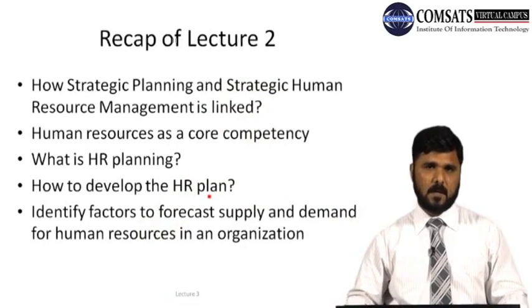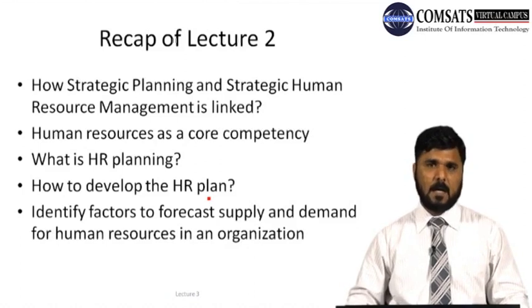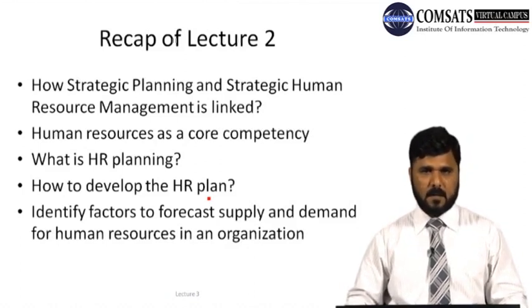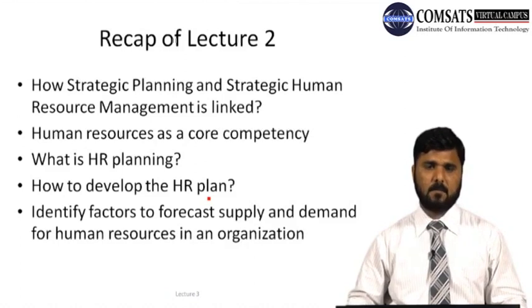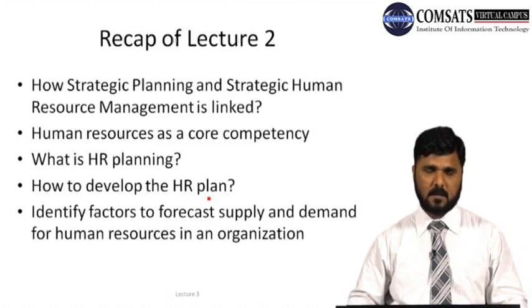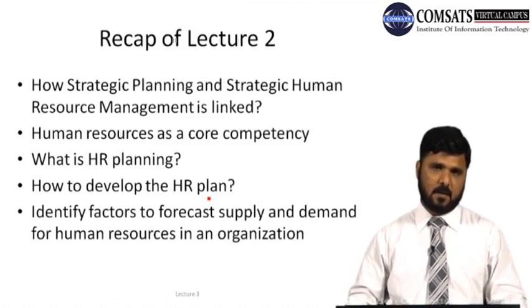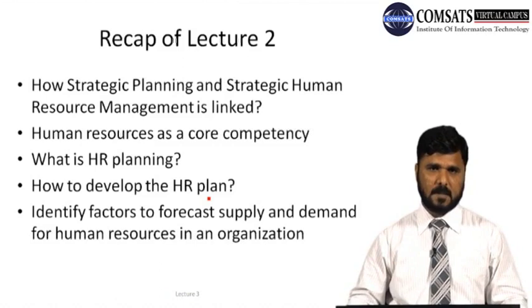Now, first of all, let me give you the recap of lecture number 2, what we actually have done in the last lecture. In the last lecture, we have discussed how strategic planning is related with strategic human resource management. Here we have discussed that there is a corporate level strategy, there is business level strategy, and there is functional strategy. And strategic human resource management shows the link of the activities of human resource management with the strategic planning or company level planning of the organization.